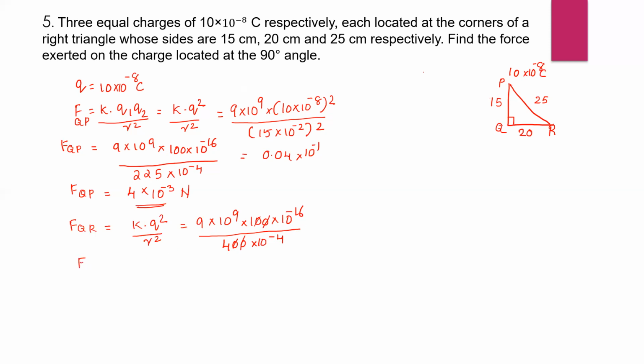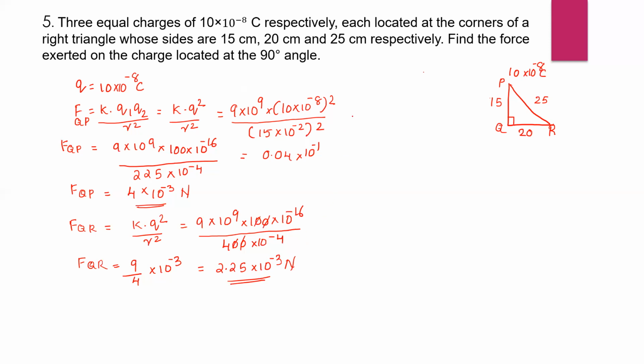That is FQR is equal to 9 by 4 into 10 raised to minus 3. 9 upon 4 is 2.25 into 10 raised to minus 3 Newton. This is the force acting on Q due to R.